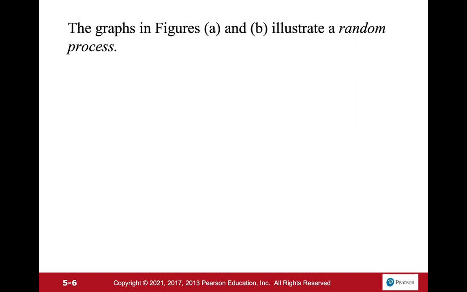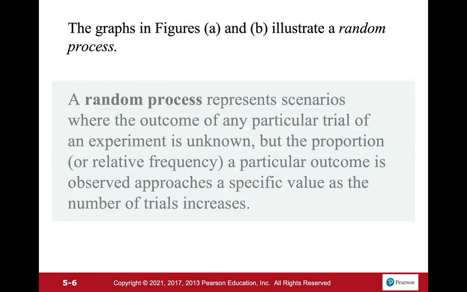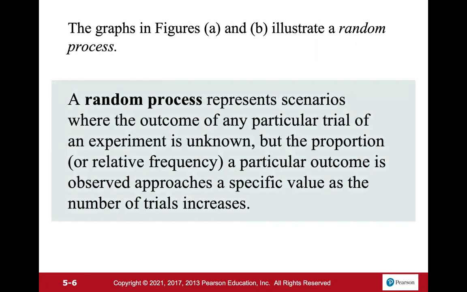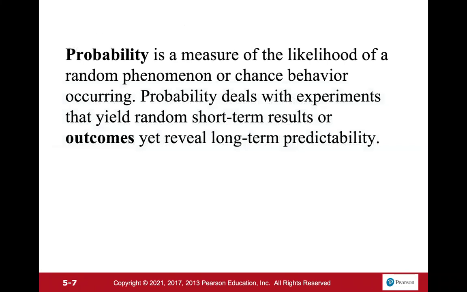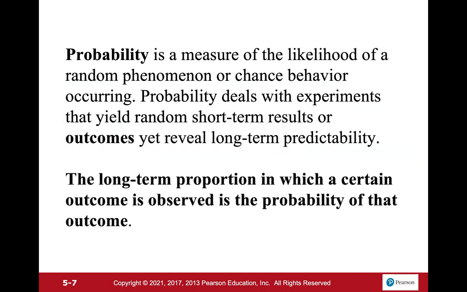The graphs in figure A and figure B illustrate a random process. A random process represents scenarios where the outcome of any particular trial of an experiment is unknown, but the proportion or relative frequency with which a particular outcome is observed approaches a specific value as the number of trials increases. Probability is a measure of the likelihood of a random phenomenon or chance behavior occurring. Probability deals with experiments that yield random short-term results or outcomes, yet reveal long-term predictability. The long-term proportion in which a certain outcome is observed is the probability of that outcome.